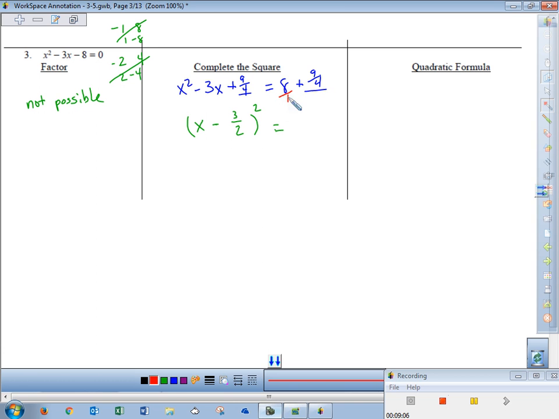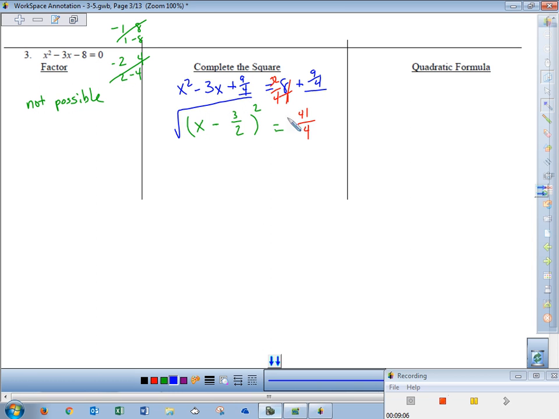So since this is a 4, I'm going to turn this into fourths by multiplying both top and bottom by 4. So that gives you 32 fourths plus 9 fourths. Now you just add your numerators together, and you get yourself a nice 41 fourths in that situation. Yuck. And now let's square root both sides.